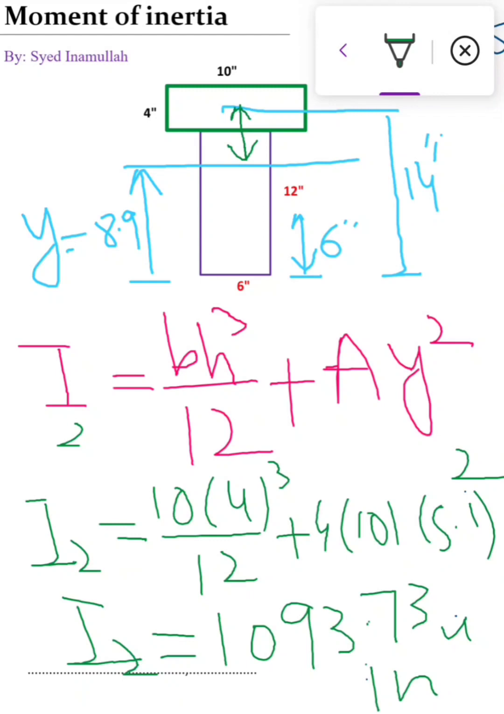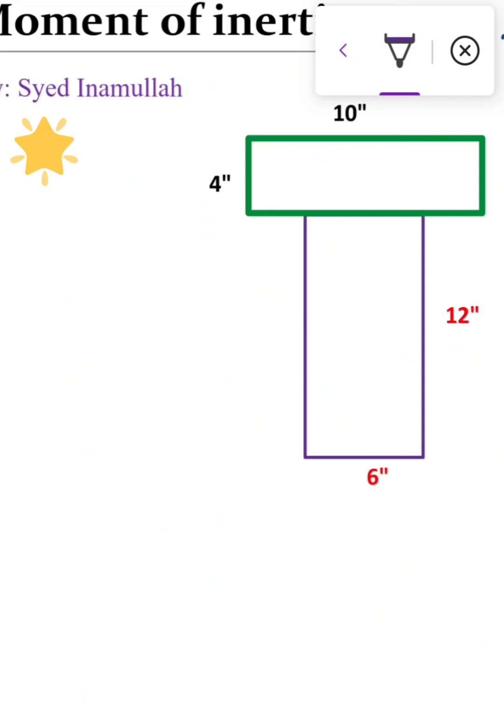For the overall moment of inertia of the combination of both figures, the moment of inertia will be I1 plus I2. This is when we consider this as a single figure, so the moment of inertia of each individual figure will be added. So we will add the moment of inertia for both rectangles. We will get the total moment of inertia. So the overall moment of inertia will be I equal to I1 plus I2.